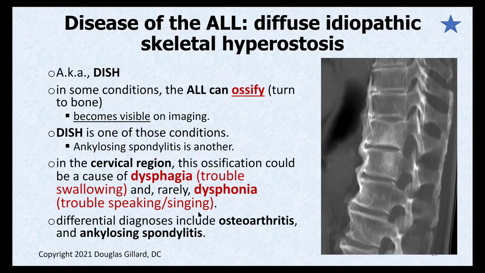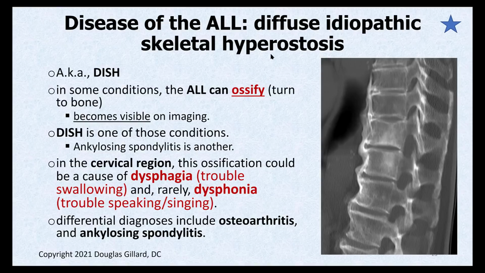Another problem, I think we talked about this when we talked about the seronegative spondyloarthropathies, but the anterior longitudinal ligament likes to turn into bone, and it's a ligament. It's not supposed to be bone. And so there's one condition in particular that you'll run into for sure as you go through your clinical practice, and it's called diffuse idiopathic skeletal hyperostosis.